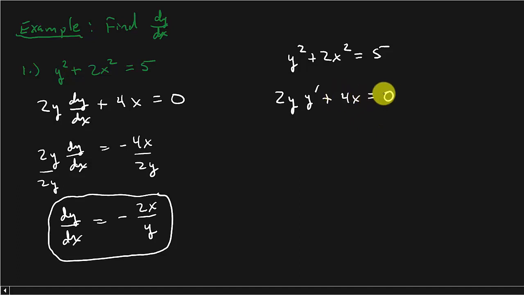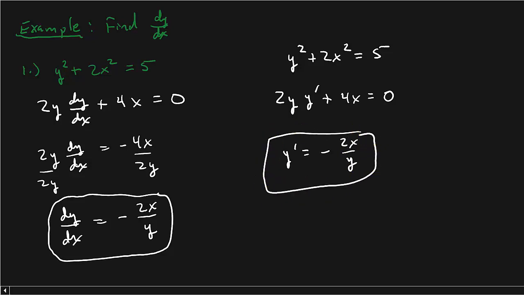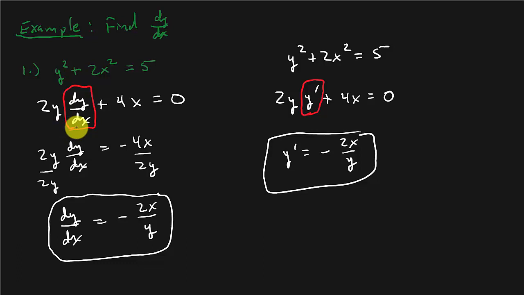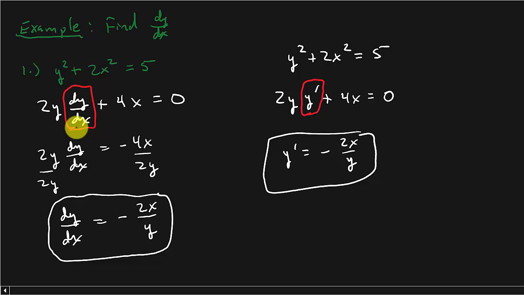4x equals 0. And then you solve for y prime, you get y prime equals negative 2x over y. All right. And the reason I put it like this instead of this, I write the y prime instead of the dy dx, is it doesn't look as cluttered up. It just looks a little cleaner and maybe can be a little easier to see and solve. Okay? That's all.